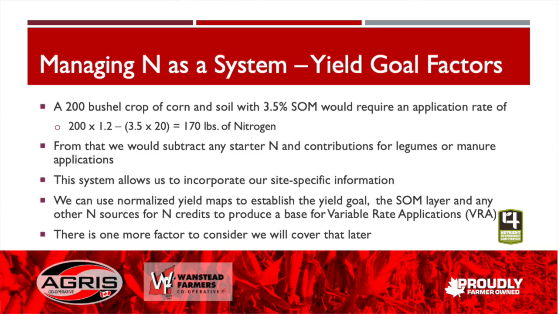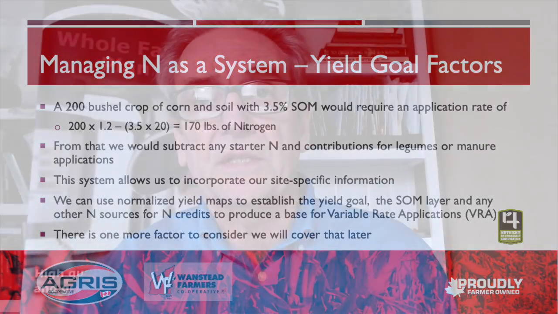So this system allows us to incorporate our site-specific information, so we can use normalized yield maps to establish productive capacity or yield goals across the field, use our soil organic matter layer for nitrogen credits, and any other N sources that would be in the system, we can account for that as well. So that produces a base for our variable rate application maps.